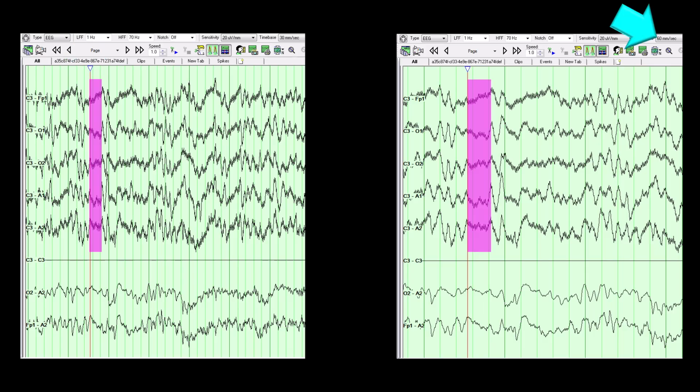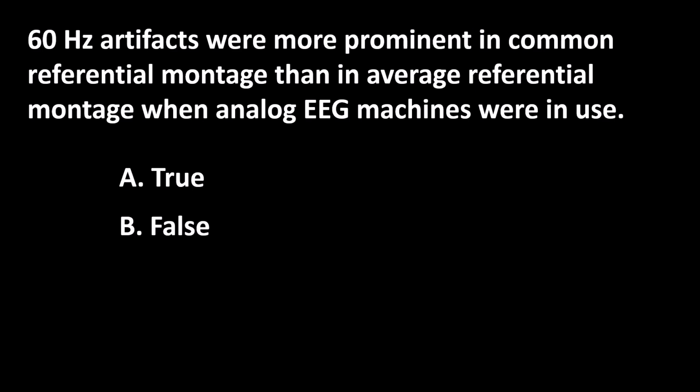Using a reviewing speed of 60 millimeters per second, the unchanging effect of distance on 60 Hz artifact can be better seen. So the answer to this question is true. Next question. A potential with low voltage gradient will be emphasized by using a bipolar montage.